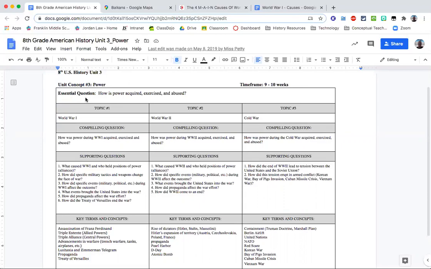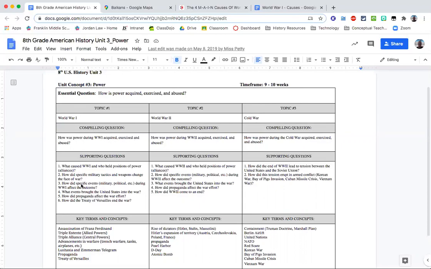Every unit has an essential question. So our essential question for the power unit is, how is power acquired, exercised, and abused? So every topic that we look at, we're going to return to this question and try to answer it with examples from our three topics here: World War I, World War II, and the Cold War. Now, each topic also has its own question, which ties back into the essential question, which is, how was power during World War One acquired, exercised, and abused?